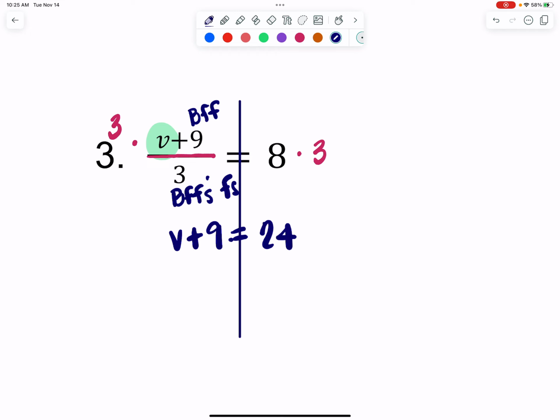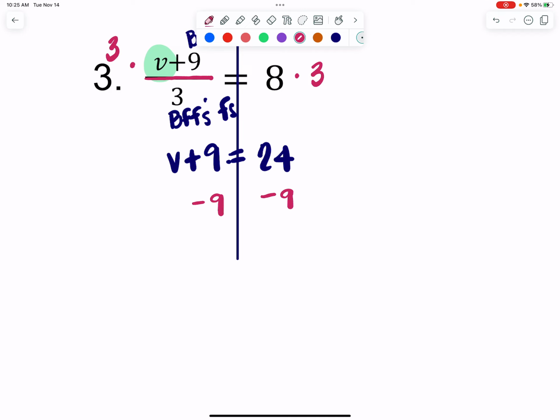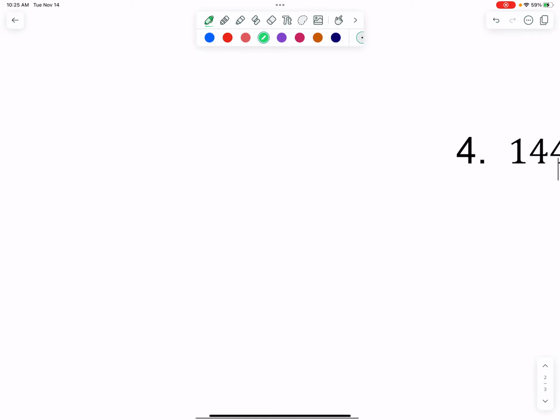Now you are going to get left all by yourself. We are going to subtract out that 9. So we are left with a v on the left and a 15 on the right. We could check it. I'm not going to. I suggest you do.